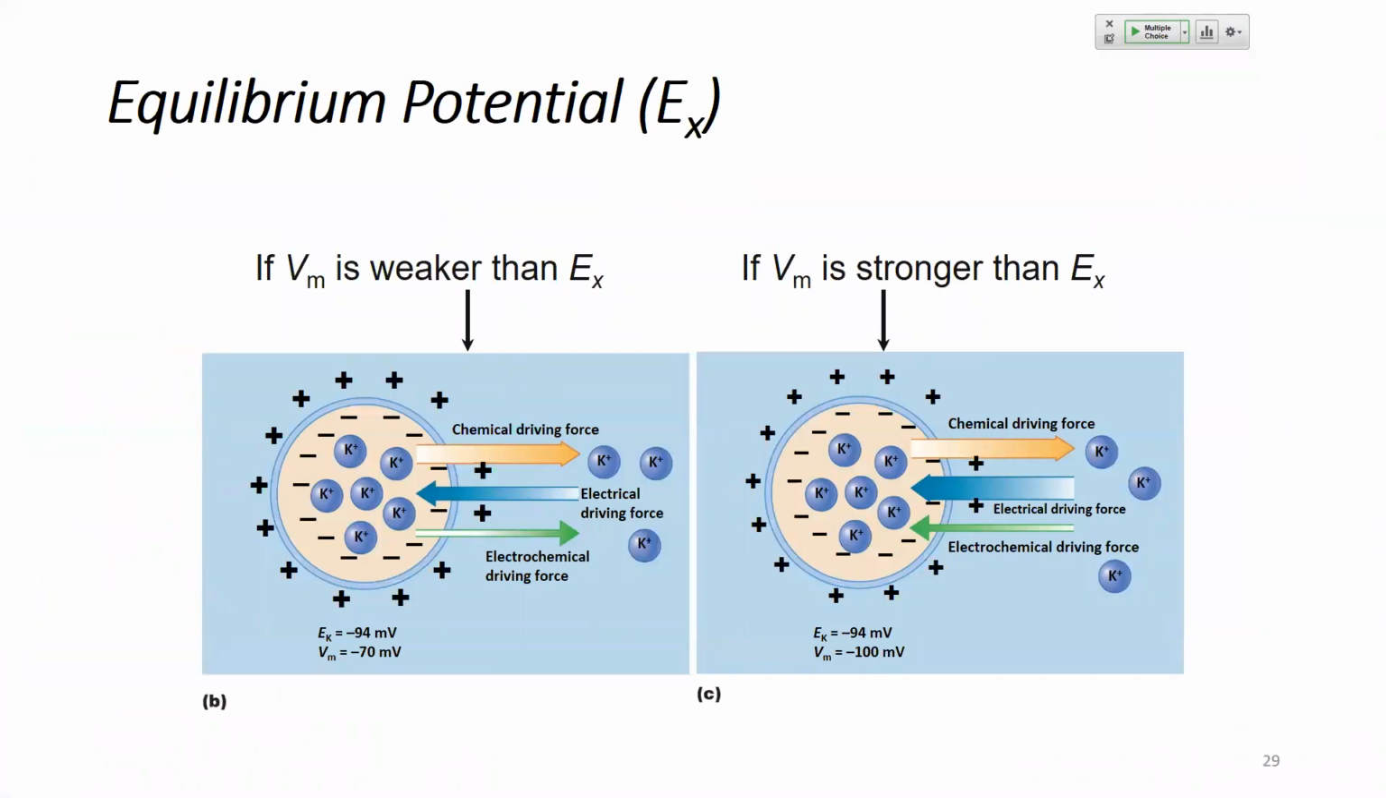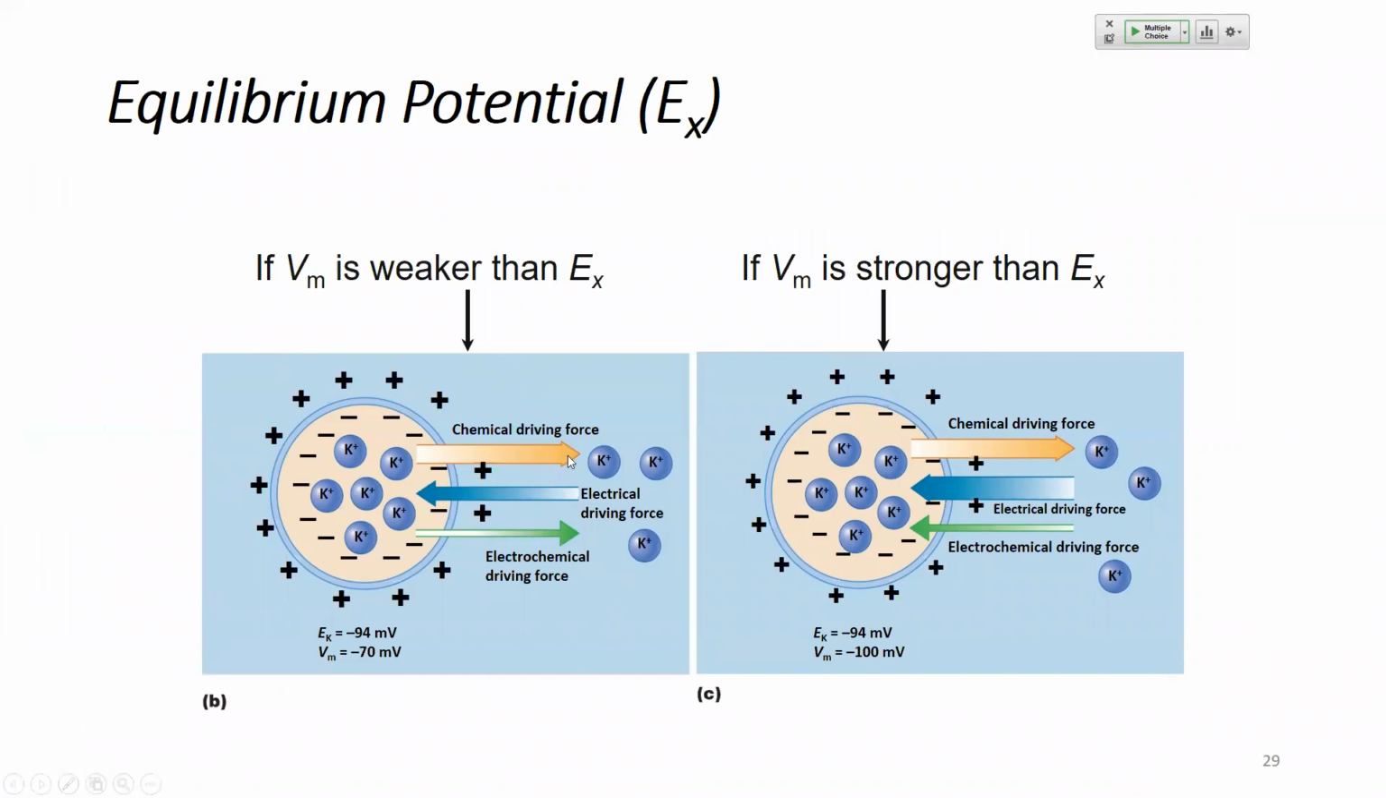Okay, so just to summarize here, we said that the equilibrium potential could either be stronger than the membrane potential, or it could be weaker than the membrane potential. And we would look to those numbers to decipher whether the net movement would be in the direction of the chemical driving force or the electrical driving force. So let's look at this first scenario in this image B.